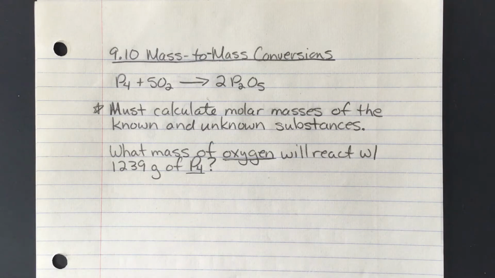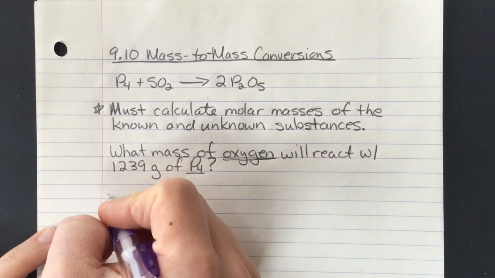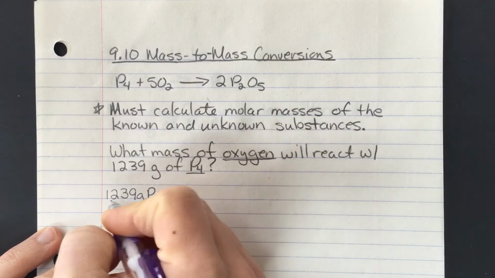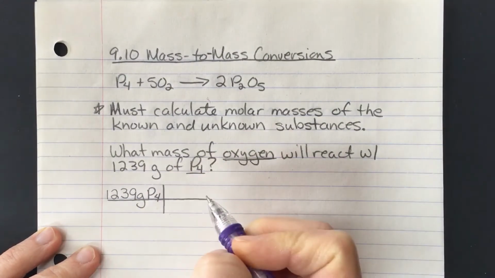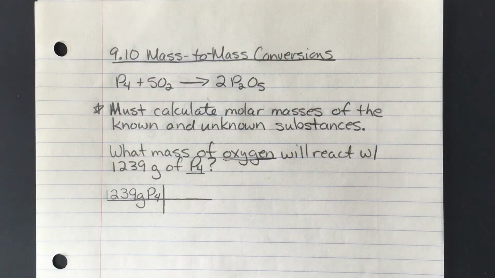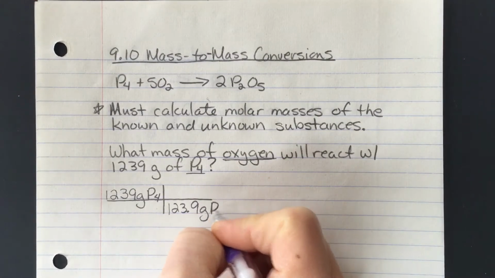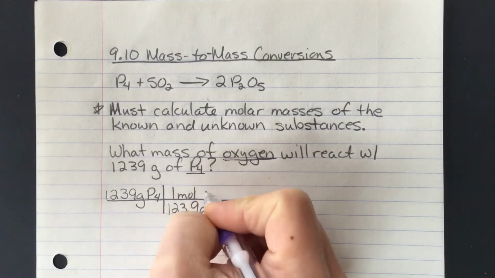So my question is, what mass of oxygen will react with 1,239 grams of P4? So I start out my problem, I have 1,239 grams of P4. I have to convert to moles because all of these conversions are done in moles. So I need the molar mass of P4 on the bottom. I found that in my previous section, that was 123.9 grams of P4 in 1 mole of P4.